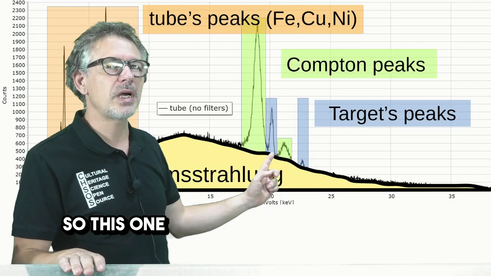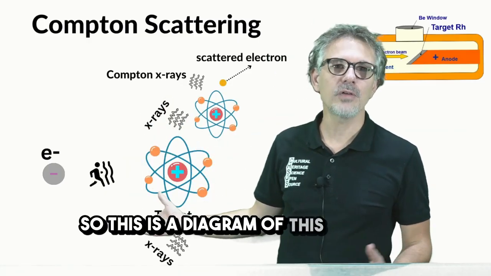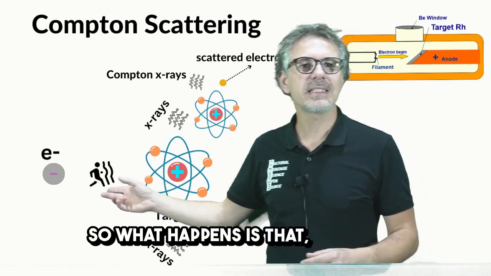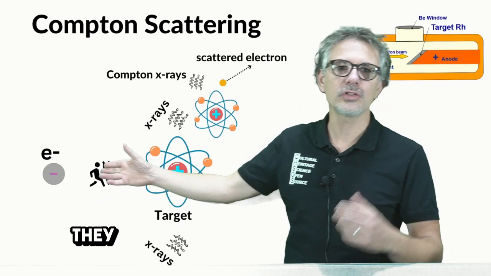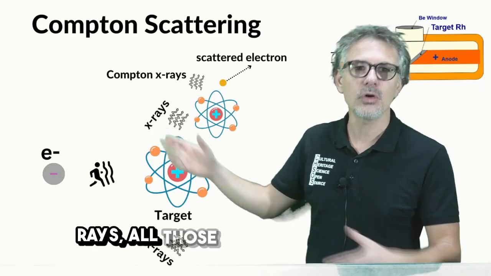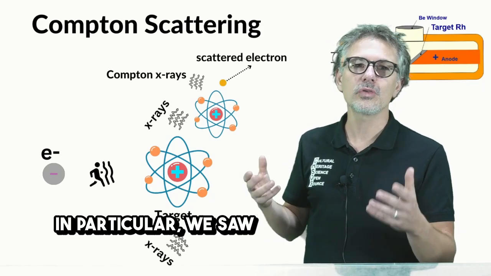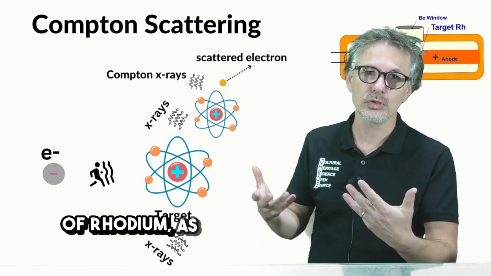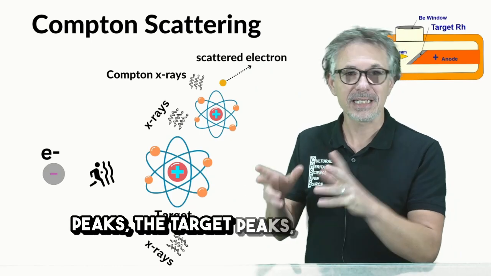The last couple of big peaks are this one in green, the Compton peaks. This one smaller and this one bigger. This is a diagram of this Compton scattering. What happens is that again we have the electrons from the cathode, they strike the rhodium target, and all those X-rays are produced. In particular, we saw the characteristic X-rays of rhodium are produced, those two big peaks, the target peaks.